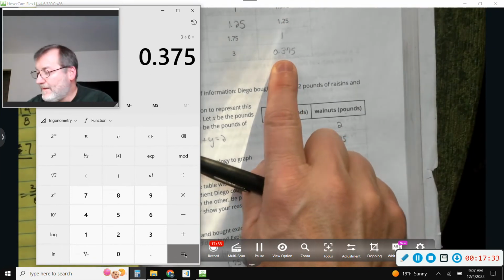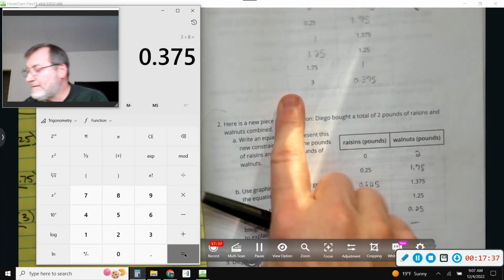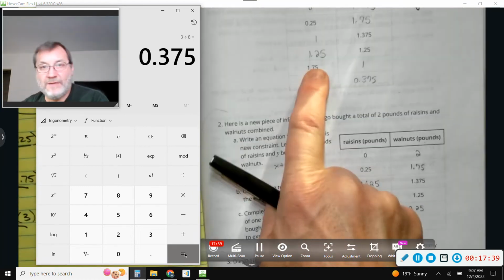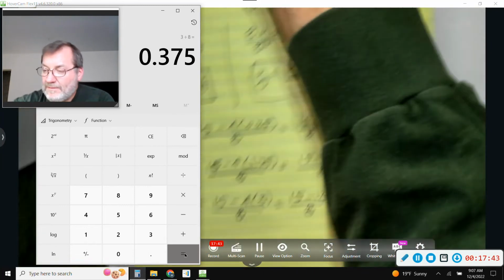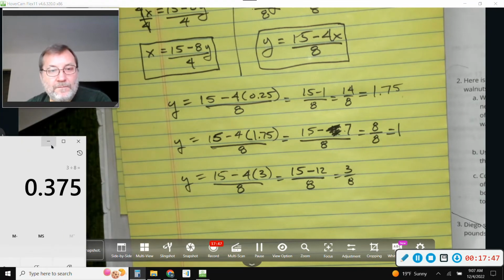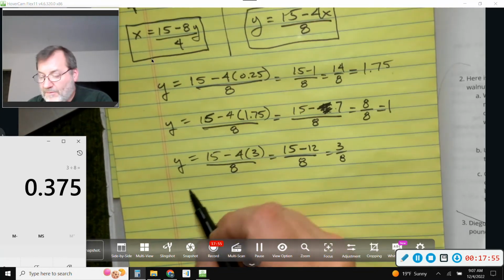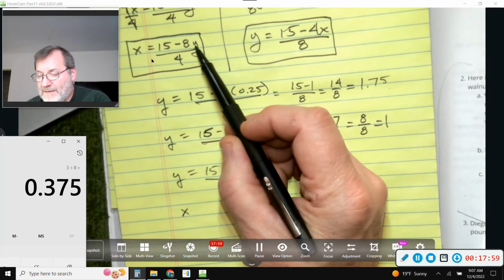Alright. Now let's go back and solve for the unknowns and the x's. And it looks like there are 2 of those I've got to solve for. Okay. So now I've got to use this one, since I'm solving for the pounds of raisins and they're giving me the pounds of walnuts. So I'm going to start out with my equation. x equals 15 minus 8y, divided by 4.